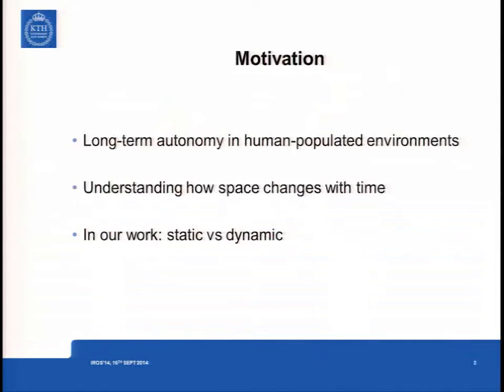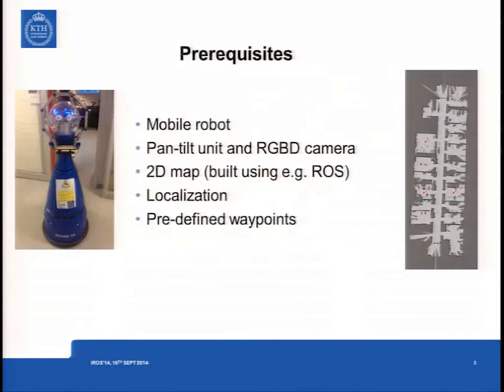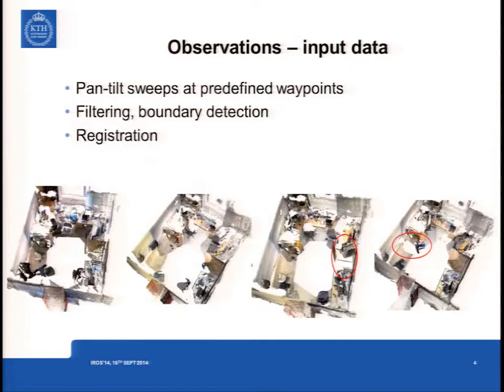the environment. The requirements for this work are a mobile robot equipped with a pan-tilt unit and an RGBD camera. And in our setup, the robot conducts autonomous patrol runs in our office environment. So you can see over here in this picture what our map looks like, and the red dots signify waypoints that the robot visits during each one of these autonomous patrol runs. After reaching a waypoint, the robot conducts a pan-tilt sweep, and we take data from the RGBD sensor and register it to form this 360-degree point cloud, which we call an observation, and it's the input data for our algorithm.